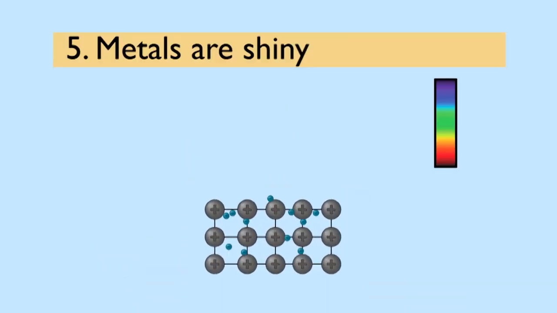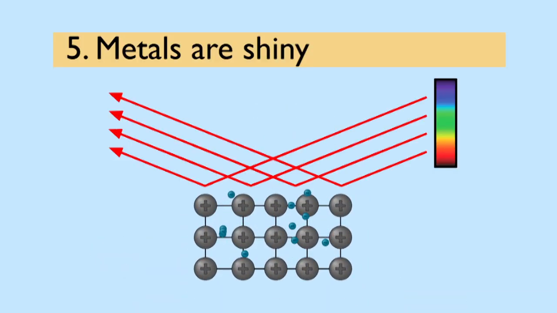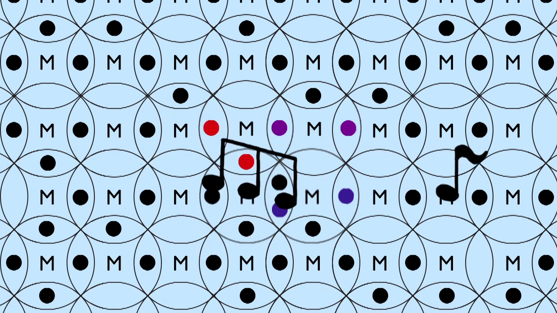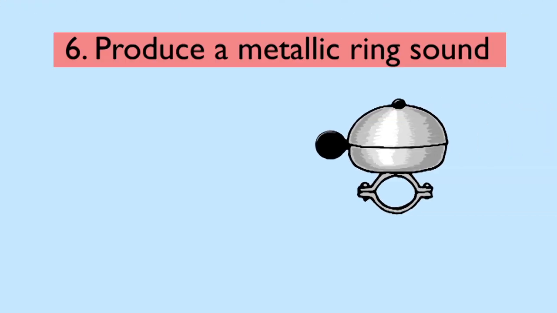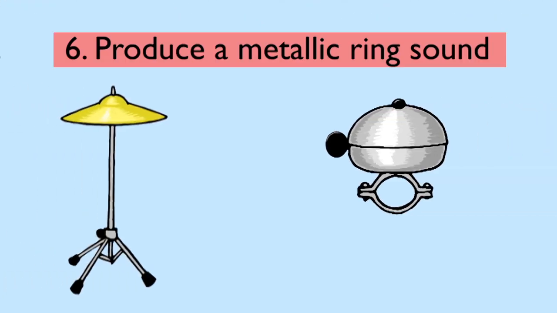The loose electrons can absorb and re-emit light of all wavelengths. It is a metal at the back of mirrors that does the reflecting, not the glass. Sound waves can travel fast and easily through the simple, tightly bound metal crystals, good for making bells and cymbals.